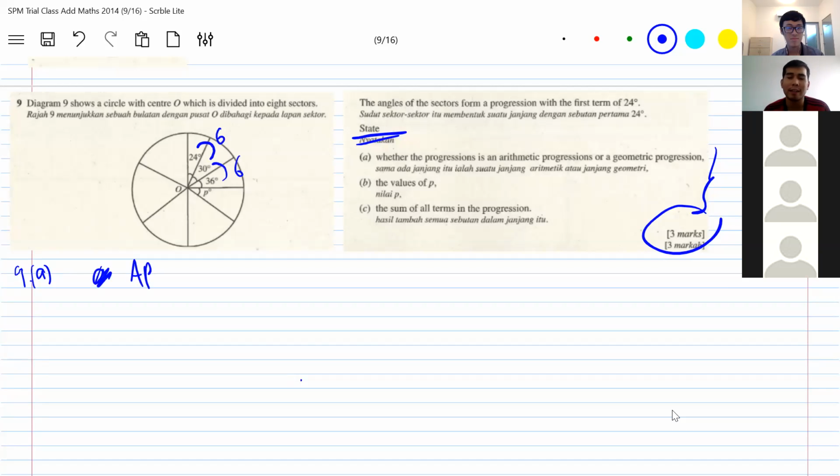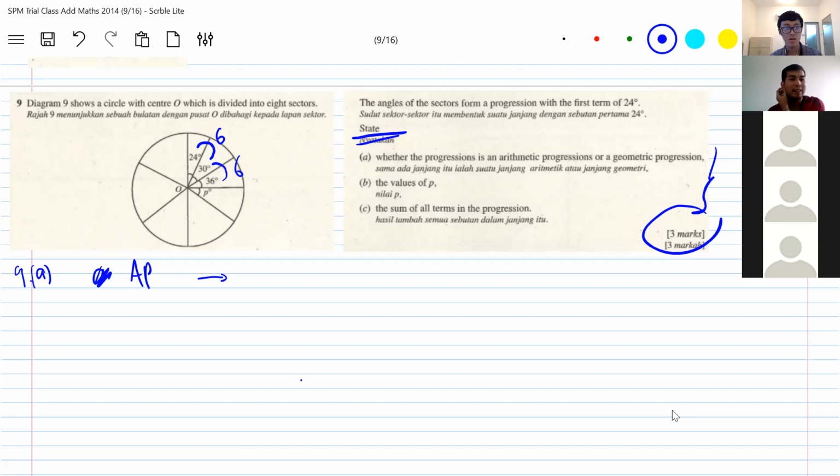You can go on to check if it's a GP, but I wouldn't recommend so in the interest of time. Since you already confirmed that 6 and 6 is the same difference, and the question states that it should be either one, if it's AP, then it's AP. There's no way it can be a GP. In some cases it can be both an AP and GP, but it's very, very rare. In fact, I don't think SPM will ask this type of question.